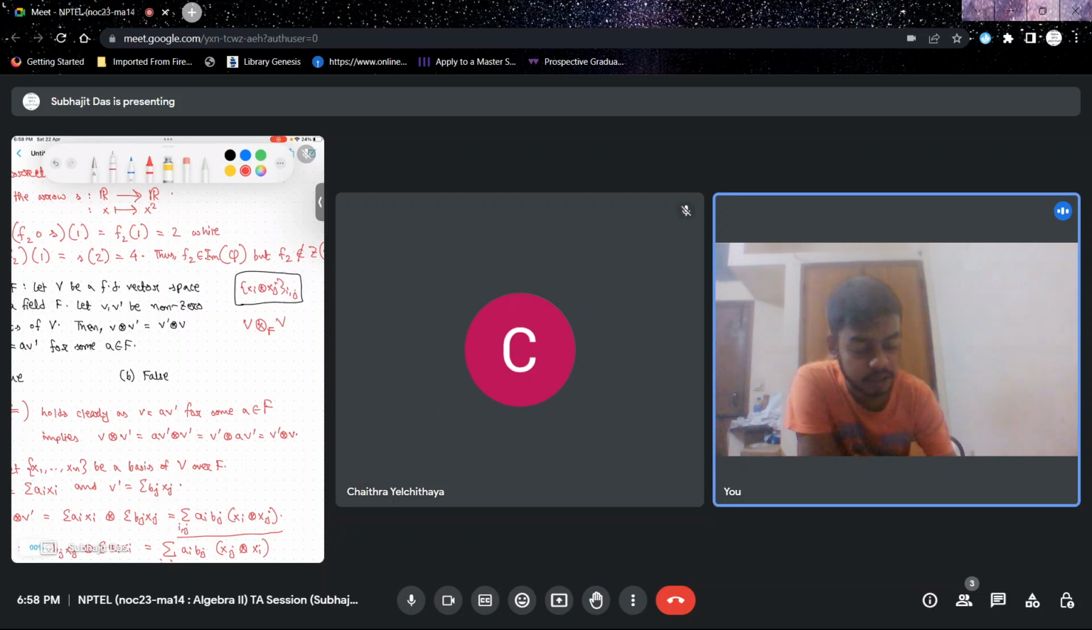So the only thing left to conclude that this set will be a basis of this tensor product is to show that this set is linearly independent, right?